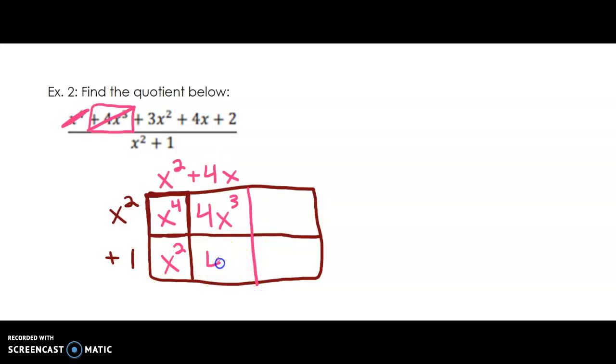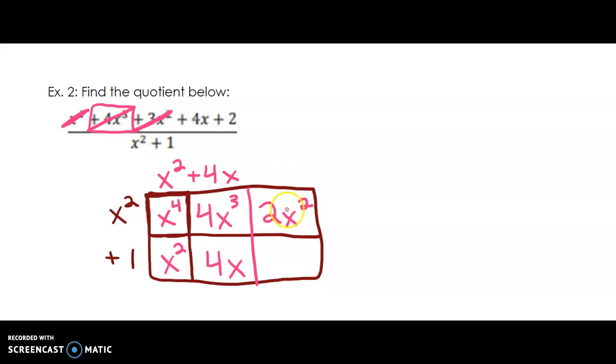4x times 1 is just 4x. Okay? Now we're down to our squared terms. So if I'm trying to get a 3x squared, and I already have a 1x squared, I'm going to add 2x squared, and that'll get me to that 3x squared. Because again, we are combining these like terms. 2x squared plus 1x squared is going to get me to 3x squared that I have here.